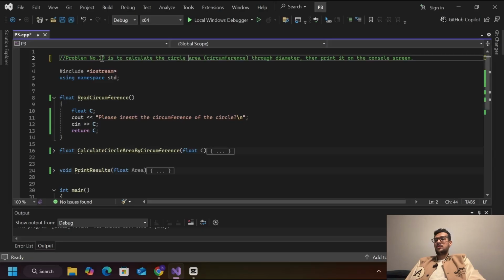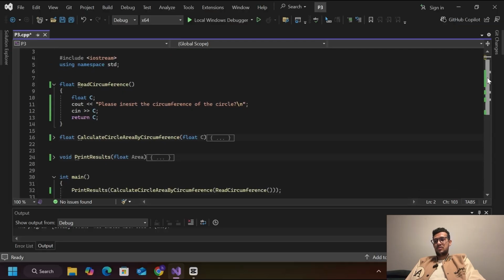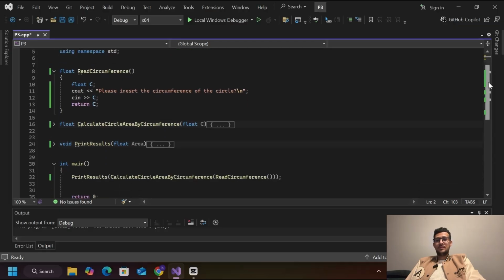Alright, this is our solution of problem number 19, to calculate the circle area along the circumference, then print it on the console screen. How are we gonna solve this problem? First, we have this function ReadCircumference. It's the same as the previous functions in the previous problems, but we changed the name. And please insert the circumference of the circle, store inside the C the value that you take from the user on the console screen. All right, and after that, you return the C.